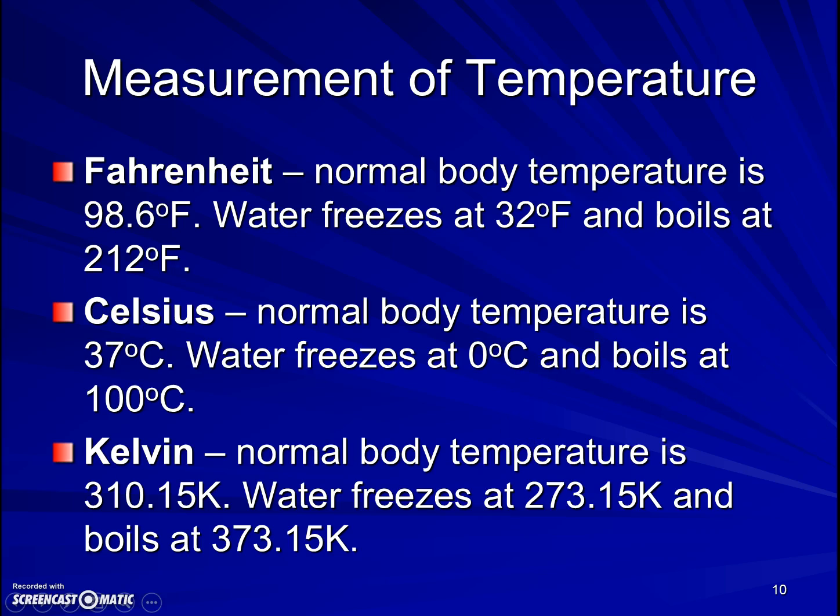Just from a semantics or nomenclature standpoint, we say that a temperature is so many degrees Fahrenheit or degrees Celsius. We don't use the word degrees when we talk about Kelvin. Your body temperature is 310.15 Kelvin. People sometimes will say degrees, but that's considered incorrect.